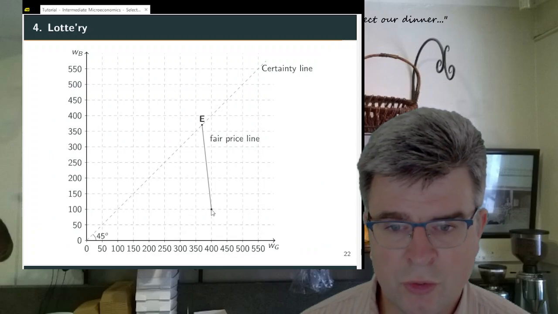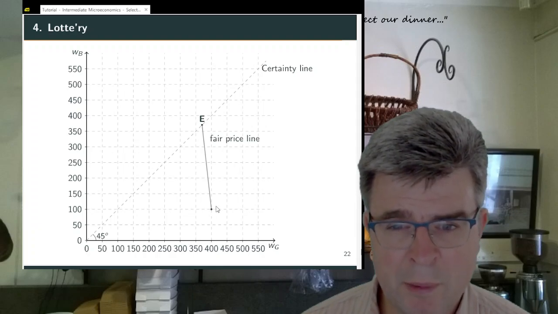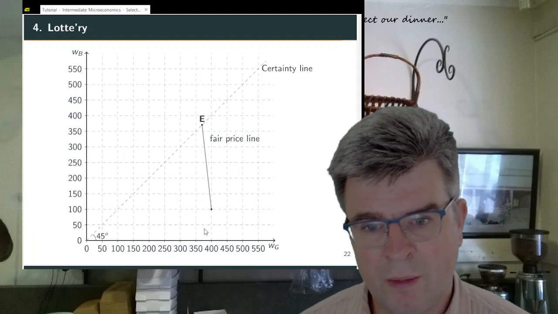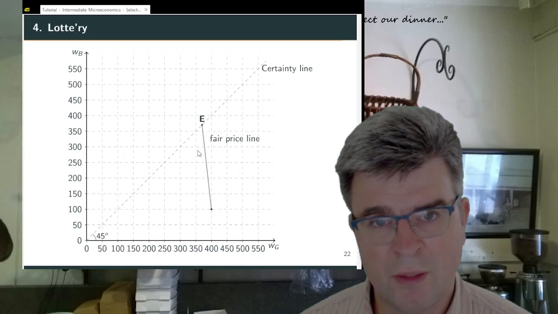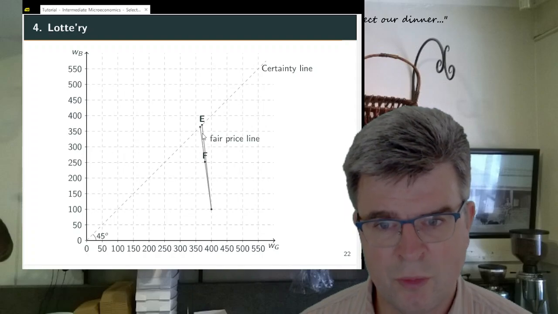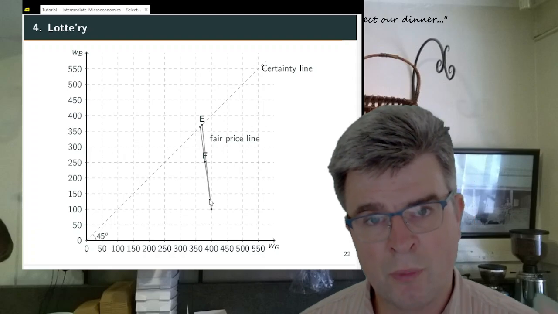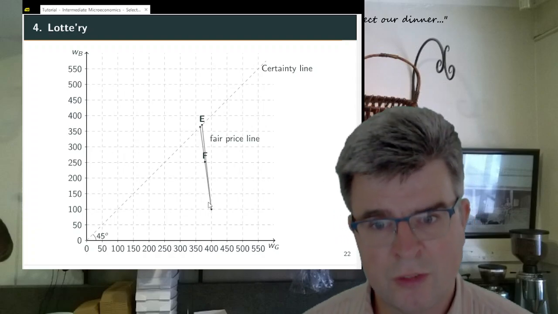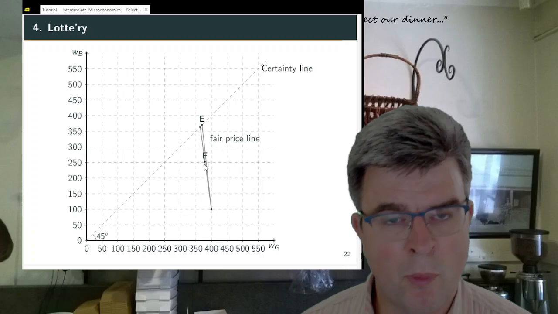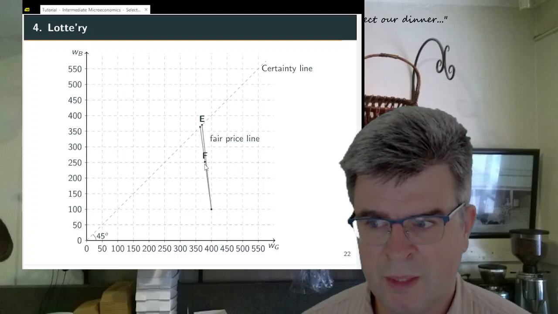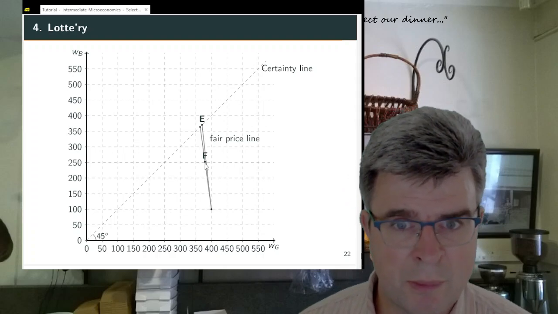So the insurance policies are now not fair. You pay a higher premium, which means that the opportunities line, the price line, is a little bit less steep. So it's like this line over here. In order to get coverage in the bad state of the world, you now need to give up more in the good state of the world. And the optimal point that Lotte will choose will be the point F over here. And this completes exercise number 4.